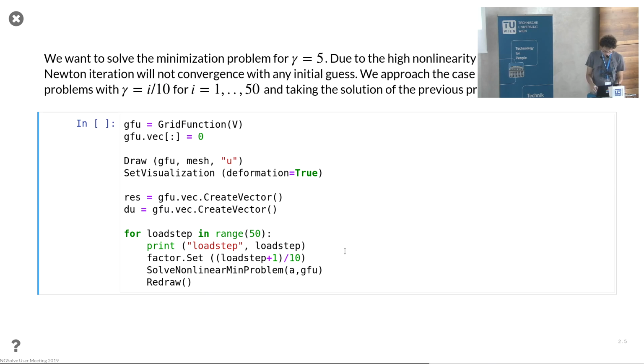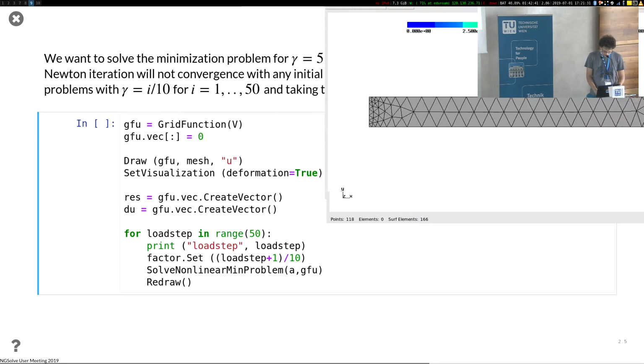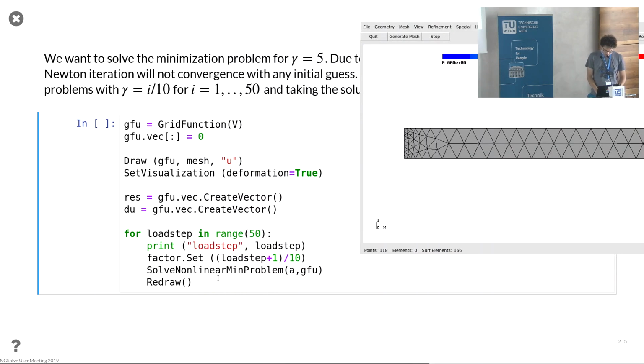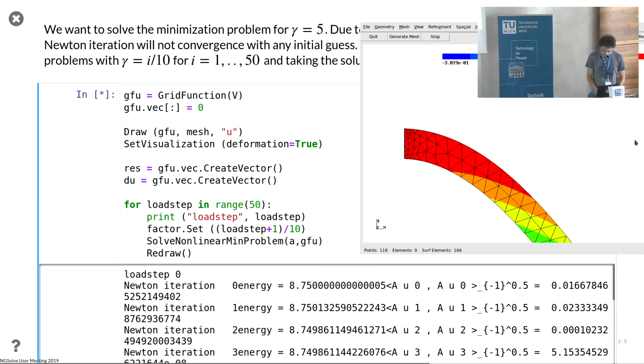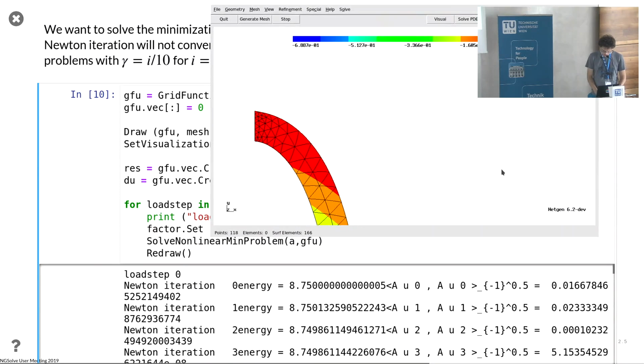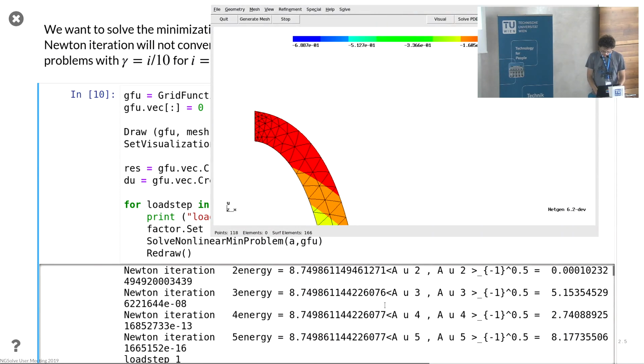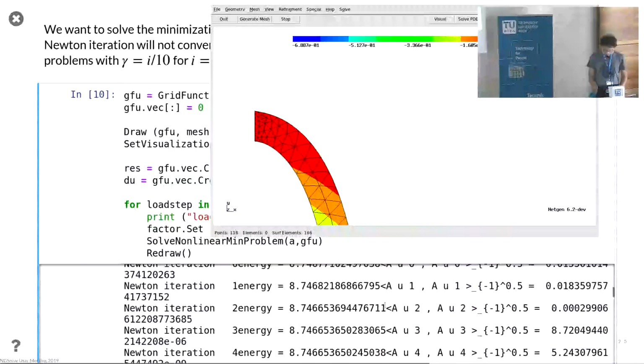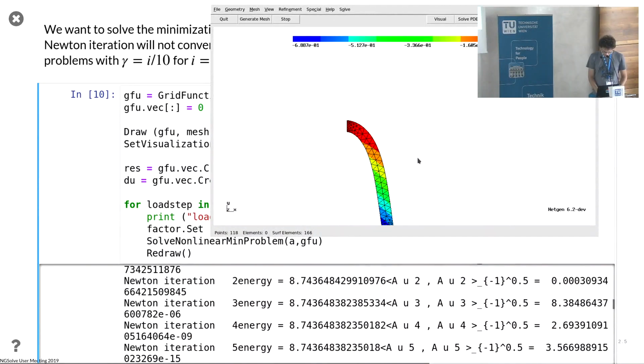Okay, so then we can solve that problem. So let's take a look at what is happening here. We actually solve a series of these nonlinear problems by increasing the load step by step. So we don't apply the full load at once, because then it might be difficult or impossible for the Newton scheme to converge. Instead, we do this in a loop over 50 substeps. So let's take a look. This is what you see. You have a few Newton iterations for every load, and then you increase the load step by step and end up with this hanging bar.